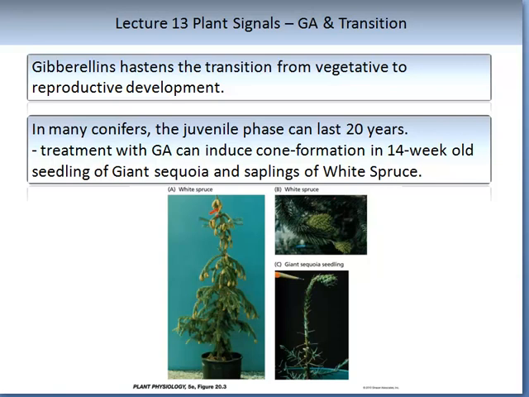Gibberellins have a role in the transition from vegetative to reproductive development. That is, they speed it up. In many conifers, the juvenile phase, or vegetative phase, can last 20 years. Treatment with gibberellic acid can induce cone formation in 14-week-old seedlings of the giant sequoia and saplings of the white spruce.